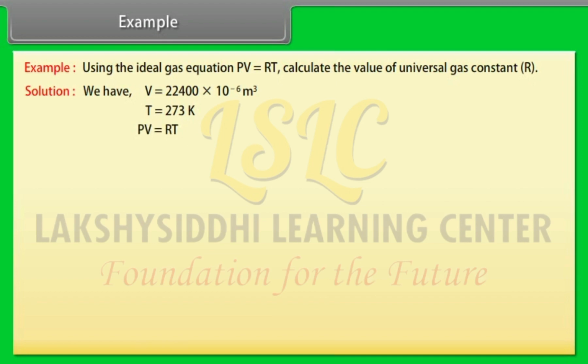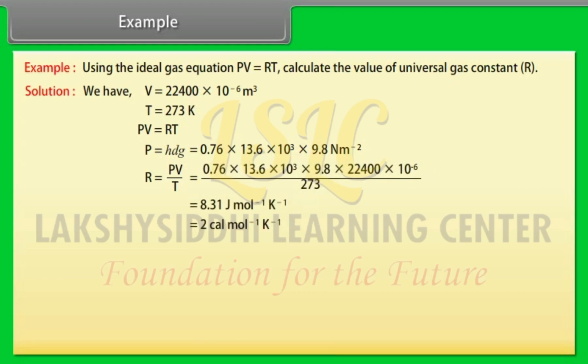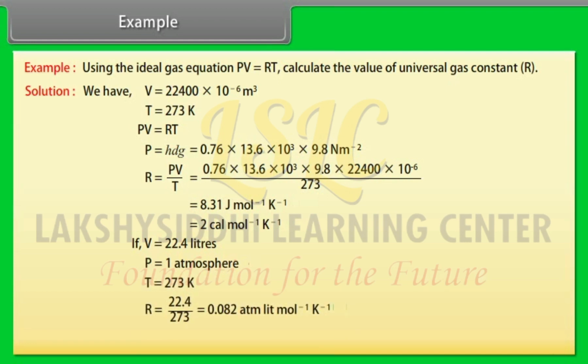PV is equal to RT. P is equal to hdg. Now, we calculate value of R by putting the values. R is equal to PV by T is equal to 2 calorie per mole per Kelvin. If V is equal to 22.4 liters, P is equal to 1 atmosphere, T is equal to 273 Kelvin, R is equal to 0.082 atm liter per mole per Kelvin. Hence, the value of universal gas constant is 0.082 atm liter per mole per Kelvin.